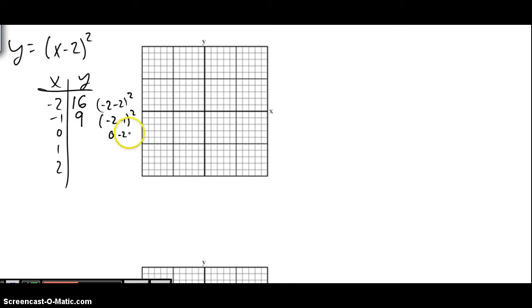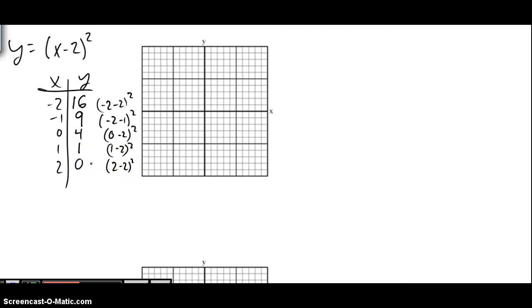Let's go with 0 minus 2 squared. That would be -2 times -2, 4. 1 minus 2 squared. 1 minus 2 is -1. -1 times -1 is 1. Let's see, 2 minus 2 squared. 2 minus 2 squared is 0.